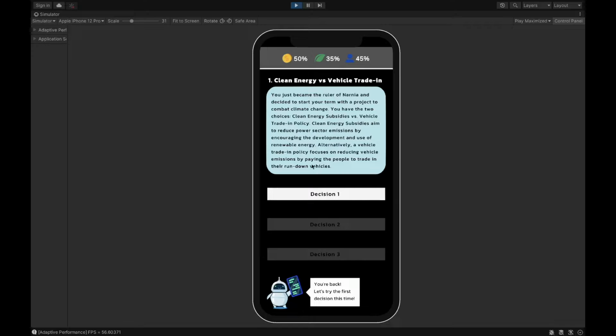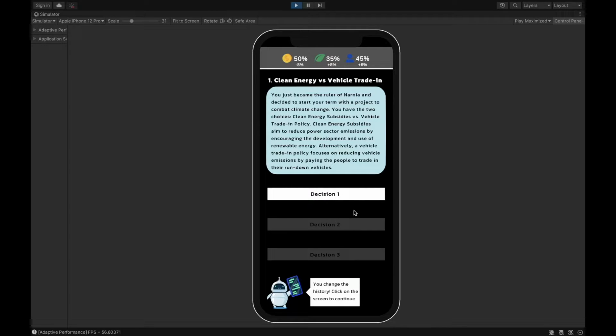We can say yes. And so if we change our decision to the first one, you notice now that the economic score actually goes down by 8. The environmental score goes up by 8, which is the same as last time, but the societal score goes up by 8 instead of 5.